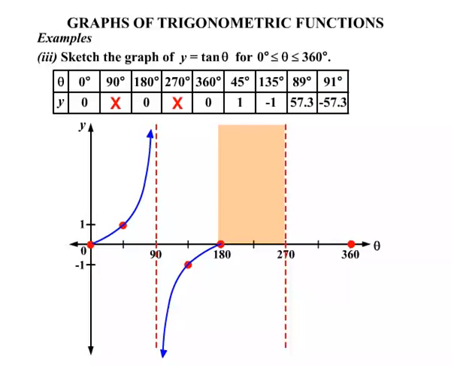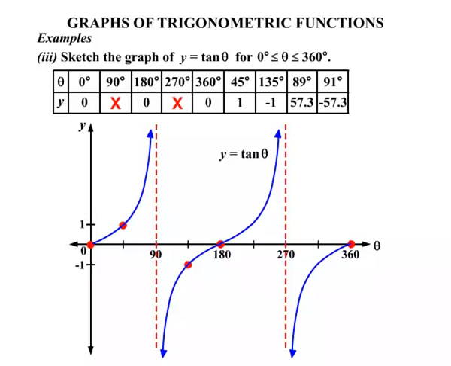Now this part of the graph highlighted will be identical to the part on the left. It'll look exactly like that. And then this part of the graph highlighted will look again like the graph on the left, below the axis. So there's our graph, y equals tan theta.